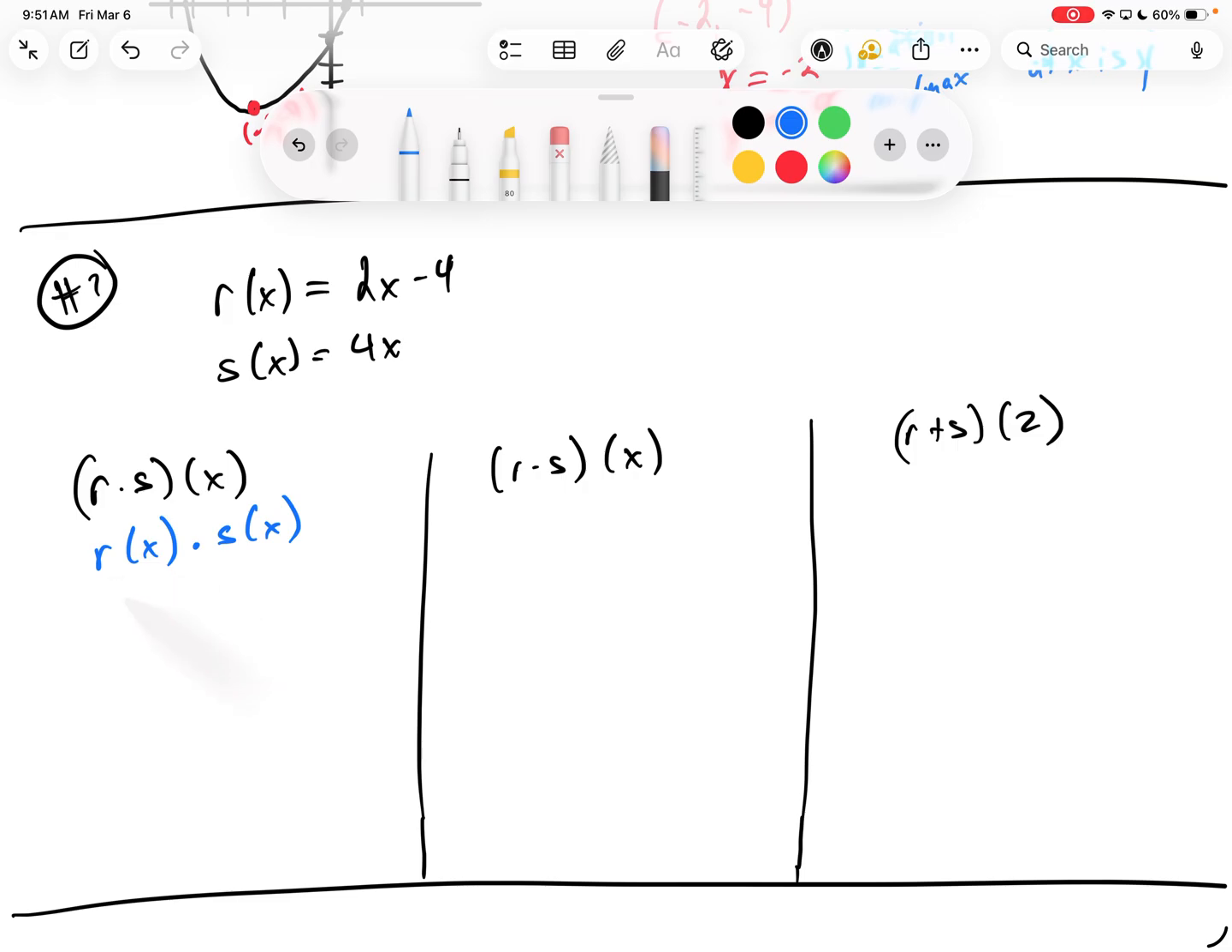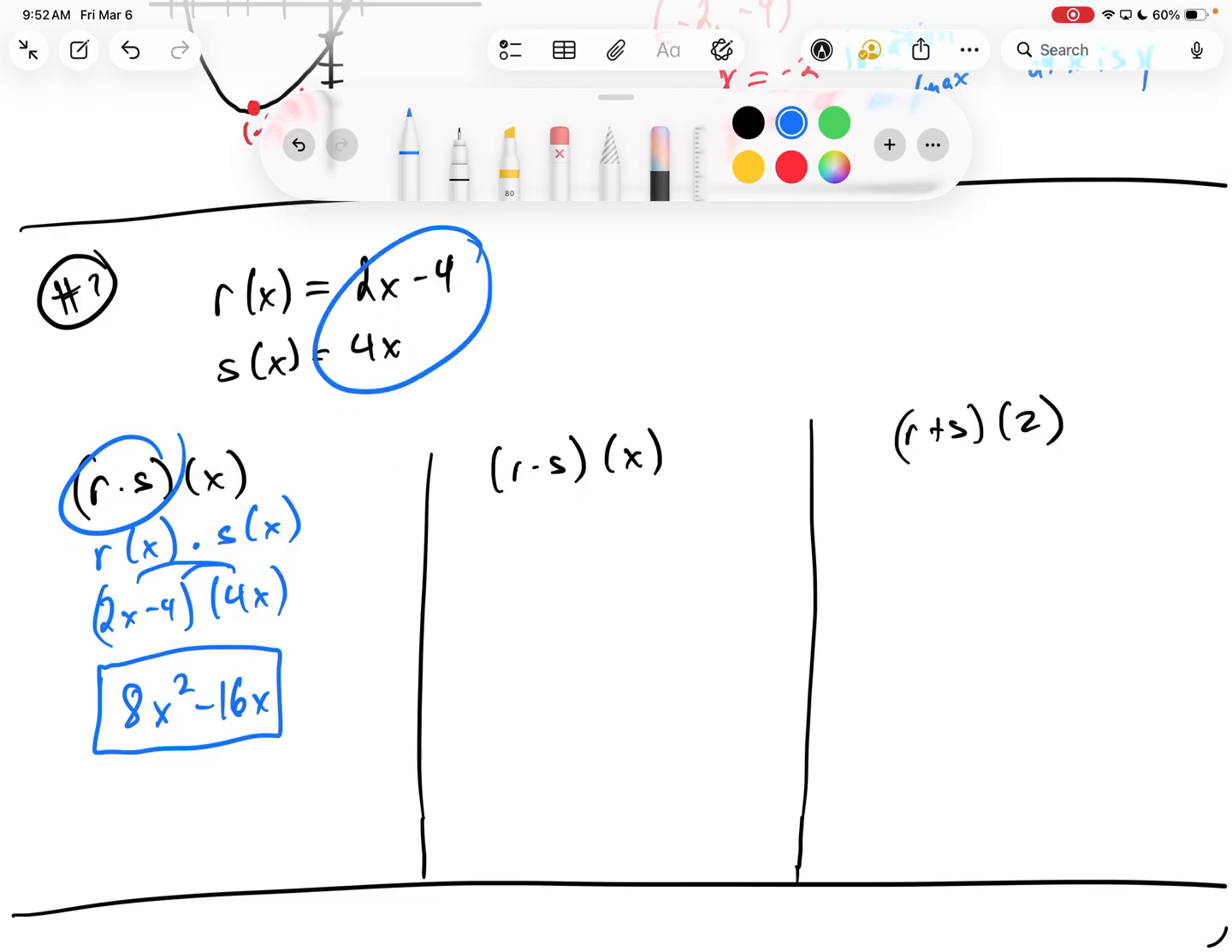So all I do, r of x is 2x minus 4. S of x is 4x. So now distribute that, and I get 8x squared minus 16x. And that's my answer. So since it says r times s, I'm just multiplying these. That's it.